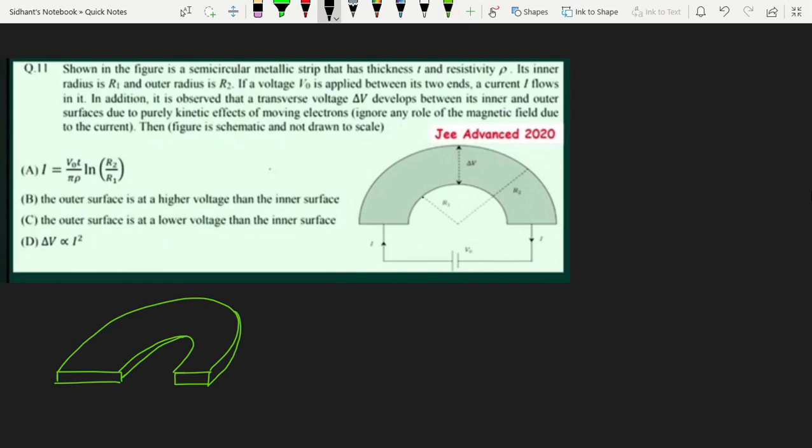So this one is the inner radius, and this radius is given out to be how much? This is given out to be R1. And the outer radius, this is the outer radius, which is given out to be how much? R2, right? Resistivity of the strip is rho.